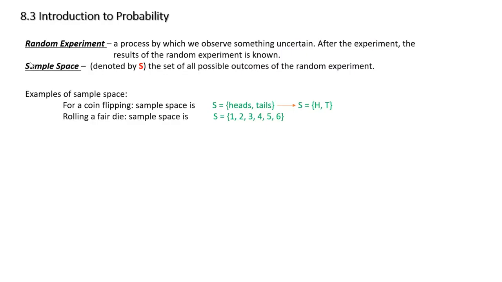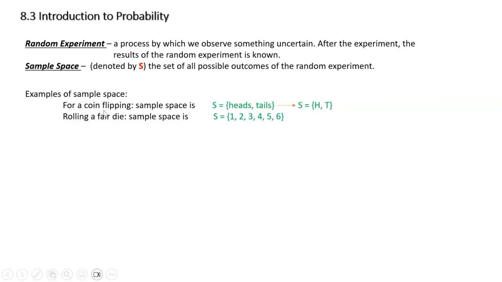So this is 8.3, which is called Introduction to Probabilities. For that, we have to know some definitions first before we can begin doing some examples. A random experiment is a process by which we observe something uncertain. After the experiment, the result of the random experiment is known. The sample space, which is denoted by S, is a set of all possible outcomes of a random experiment. These are examples of sample space.